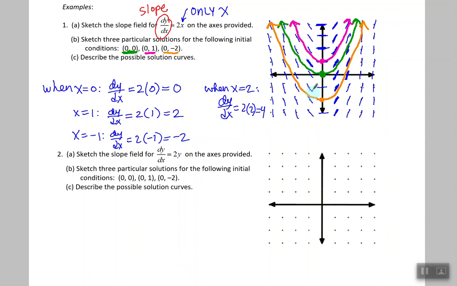So see how this slope field gave us a visualization of the solution curves to the differential equation dy dx equals 2x. While this differential equation is linear, when I take a look at the solution curves, they look quadratic. It's a parabola. So to describe the possible solution curves, I would say that they look quadratic, like y equals x squared.